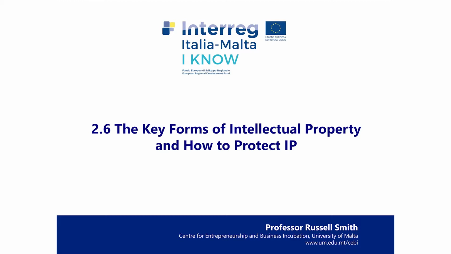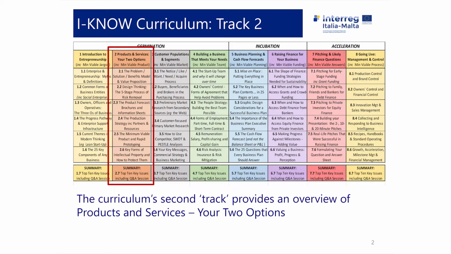This is part of the Interreg Italia-Malta INO programme, although all the material has been developed here at the Centre for Entrepreneurship and Business Incubation, the University of Malta. This particular component, 2.6, is part of Track 2, which relates to products and services. And we're looking here at an overview of products and services, and we're looking now at intellectual property, what it is that you own that you're going to sell.